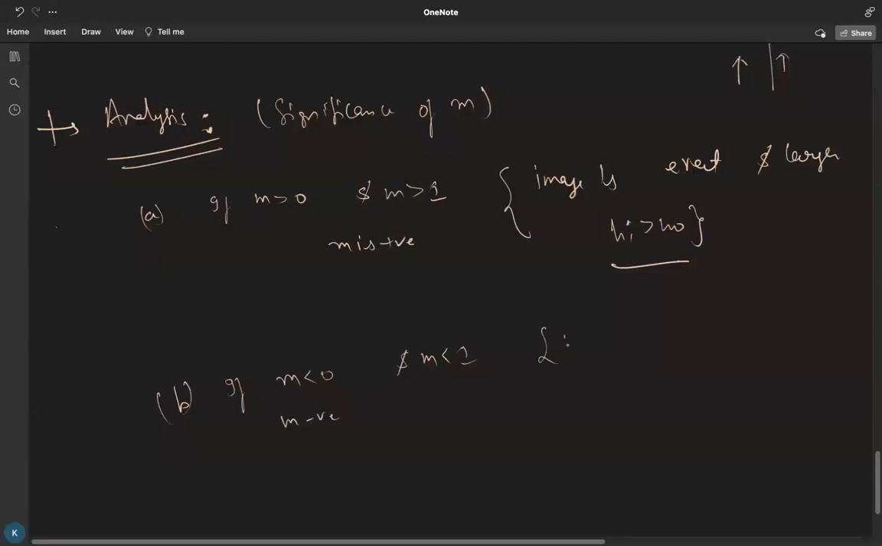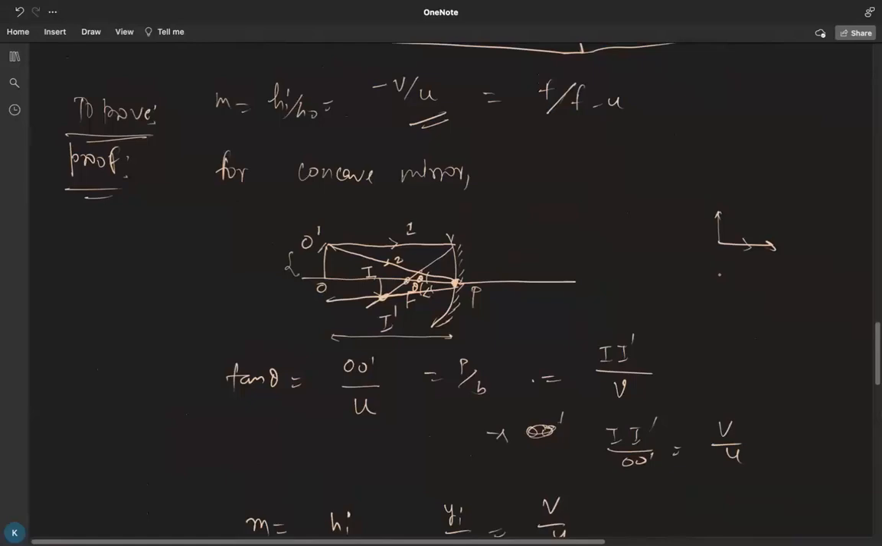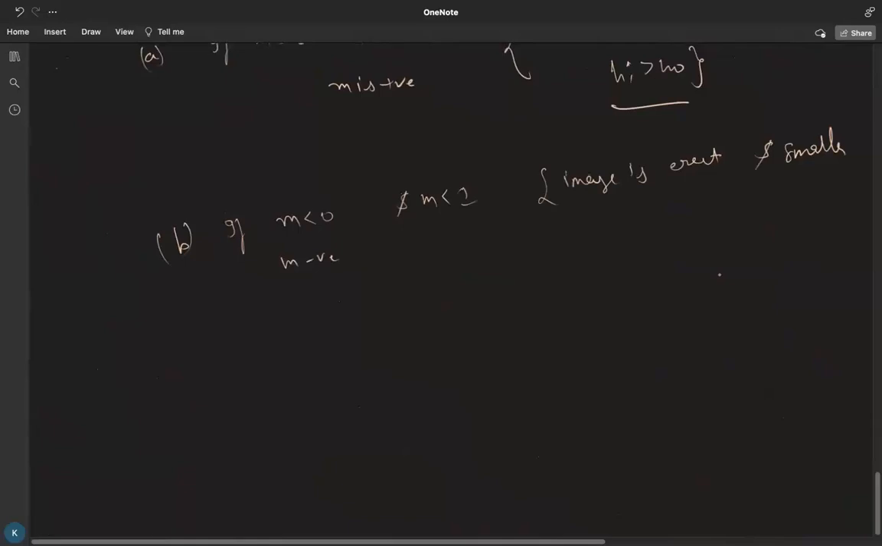In this case, the image is again erect and smaller. I'm just talking about the concave mirror. Mark my word, I'm not going to talk about the convex mirror. Maybe the things were different in that case. We will discuss the convex mirror also, but first we discuss the concave mirror. So in this case, the image is erect and smaller. That means the height of image is less than the height of object.